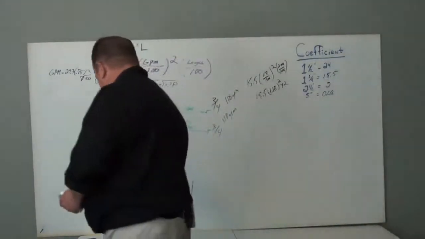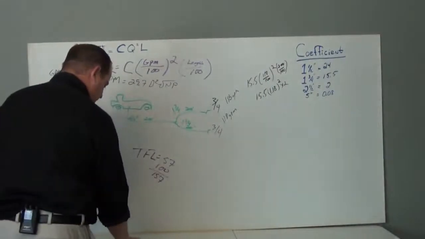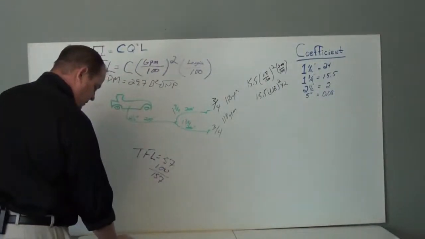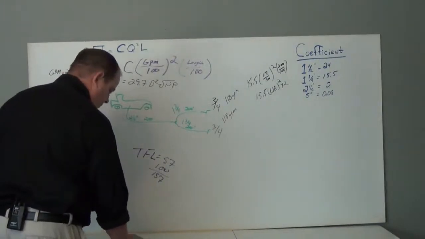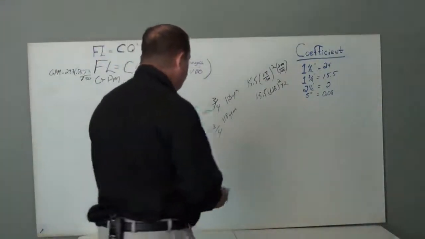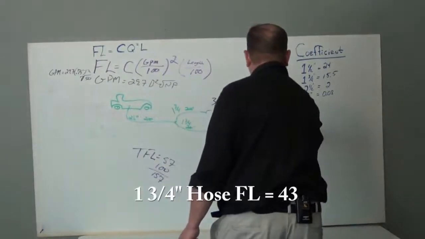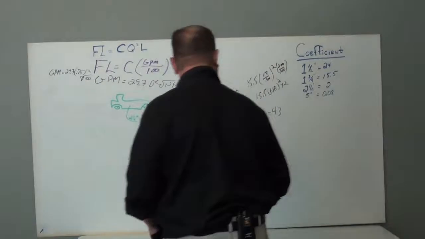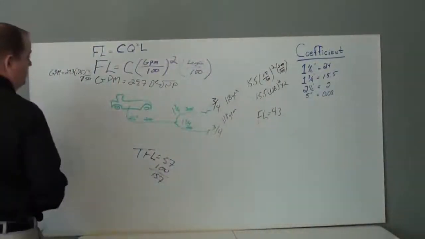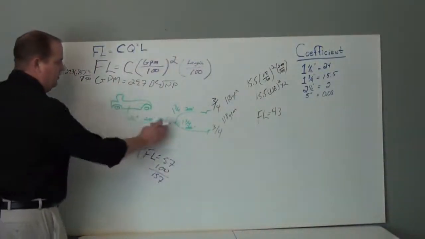So what does that look like for your friction loss? We'll punch that in our calculator. So I got friction loss of 43. It's 43.16.